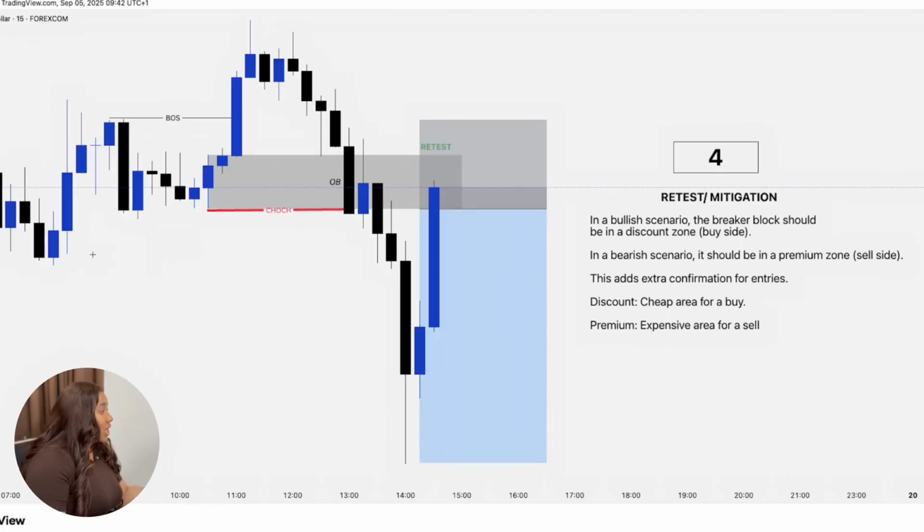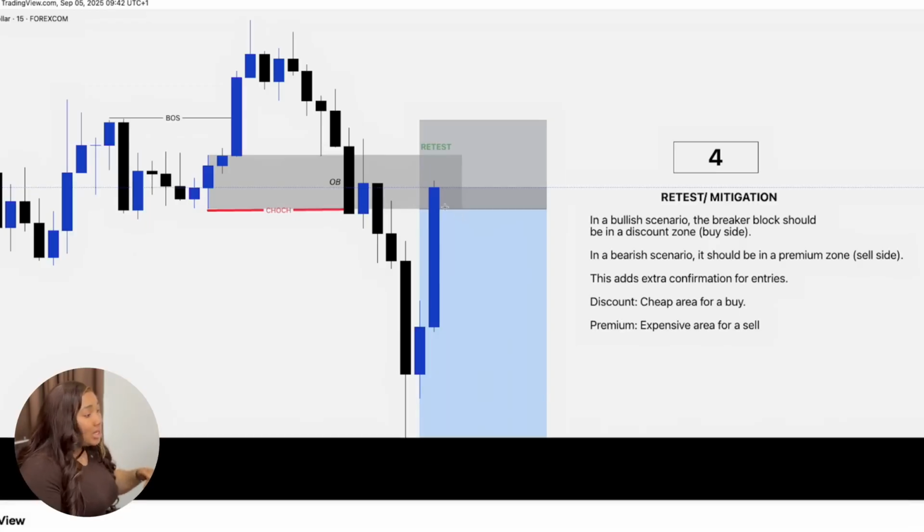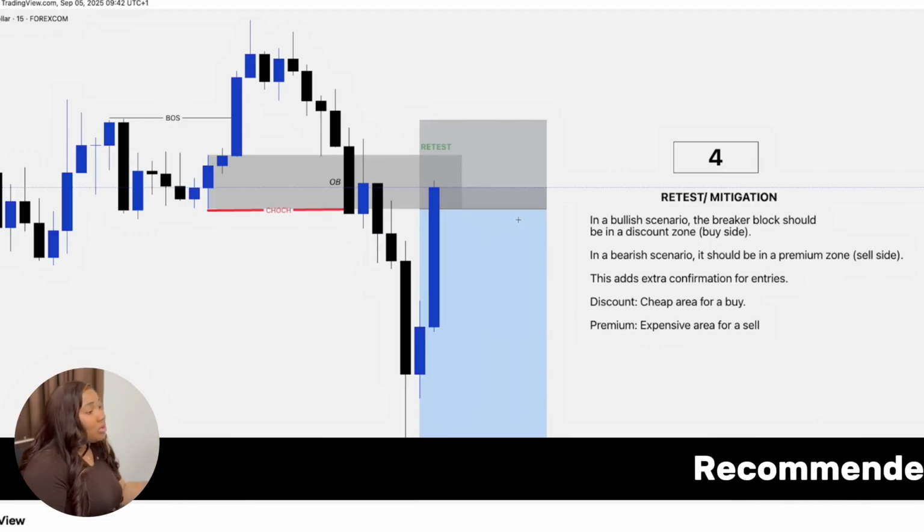Because if you're trying to catch it when the trend is still very strong, no strong change of character, price is just tilting to the upside or to the downside, then you may just get stopped out because there is no clear change in the market structure. So make sure you are catching it at the discount zone or the premium zone.